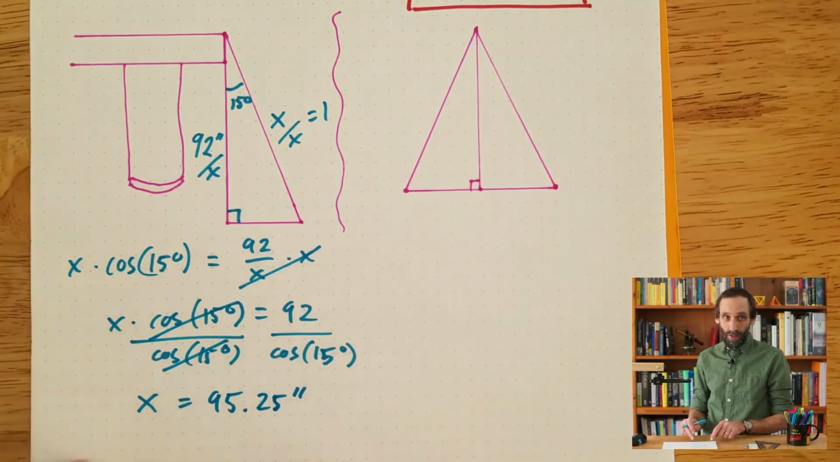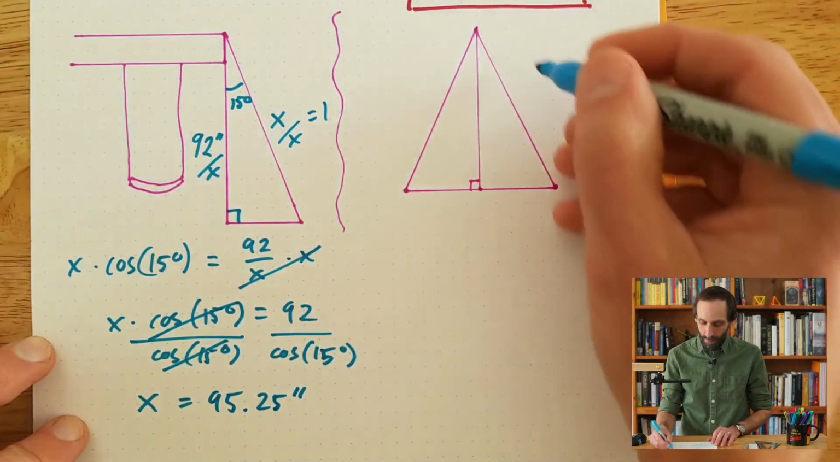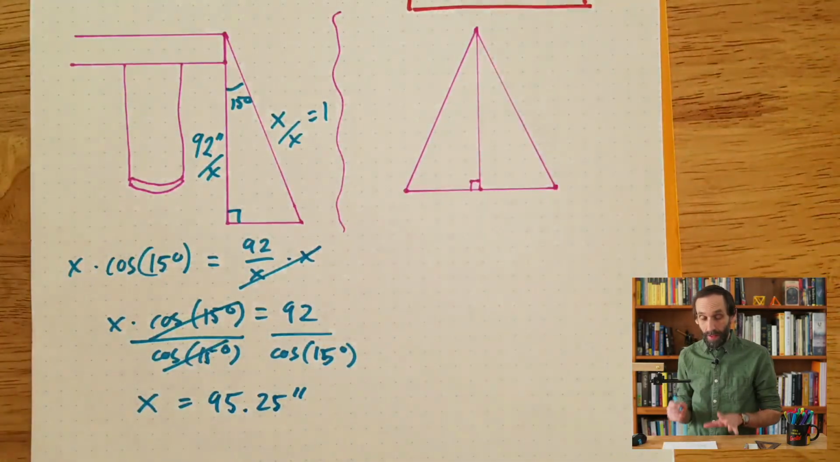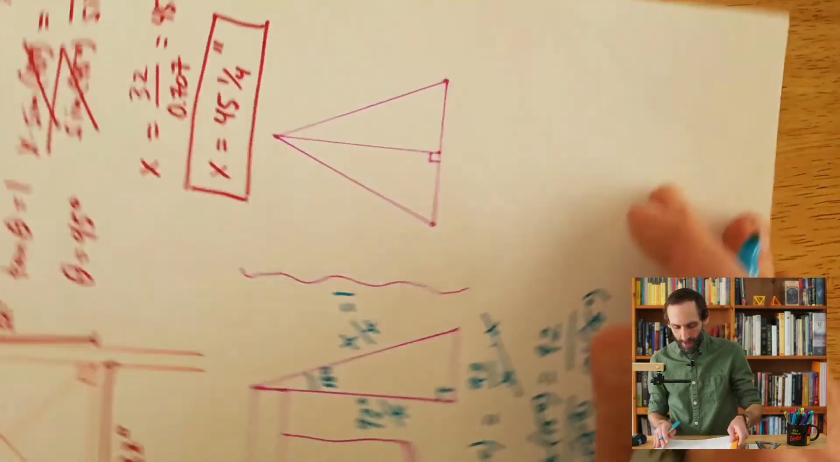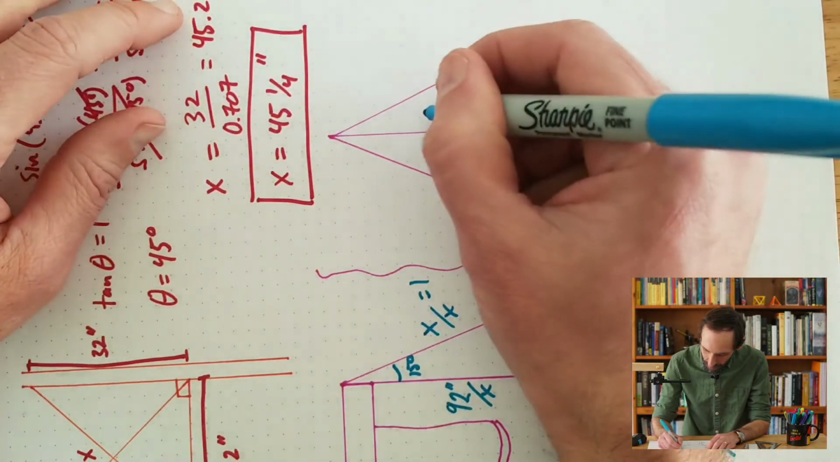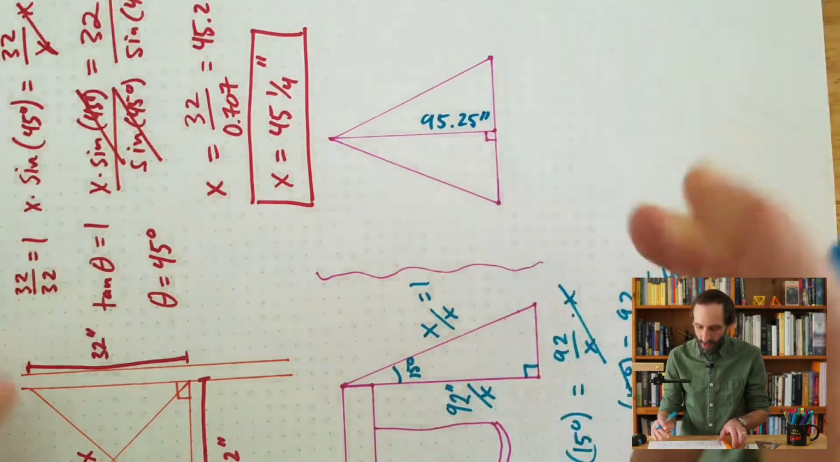Okay, so again, this is not the number I'm looking for. It's a stepping stone to the number I'm looking for, because now I know the height of the A-frame, but I do not know the length that I need to cut the boards to. So let's go ahead and write that in here. Let me write it sideways. 95.25 inches.